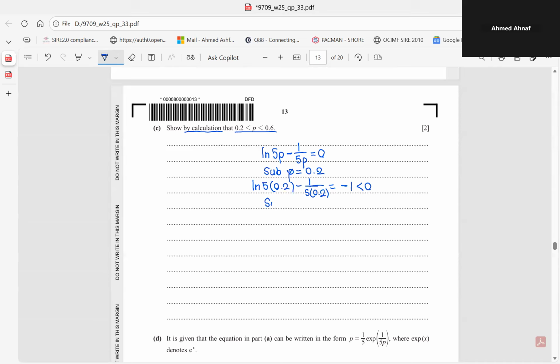Okay, so now we'll sub p equals 0.6. And I'm expecting to get a positive value. Then we can show that since there's a sign change, the root has to be within this range.